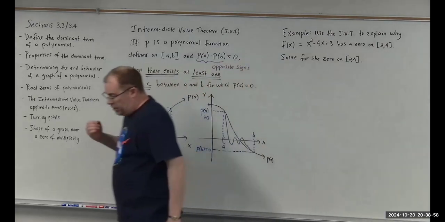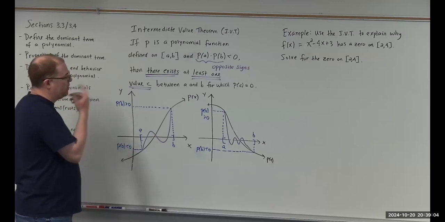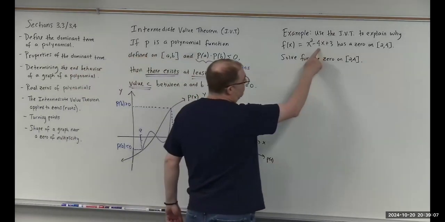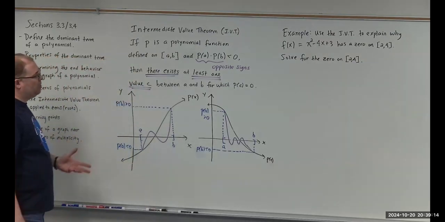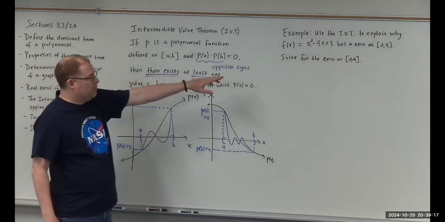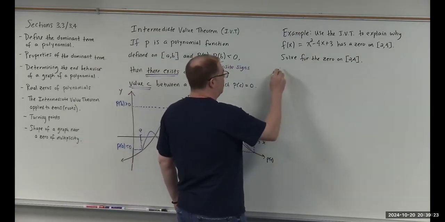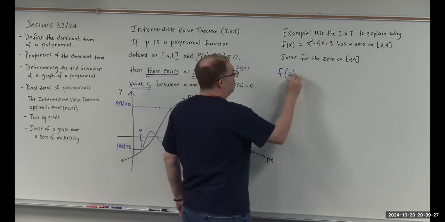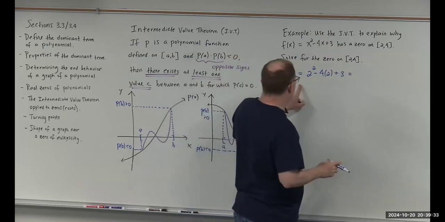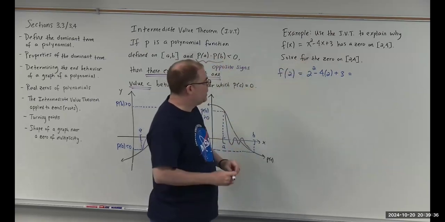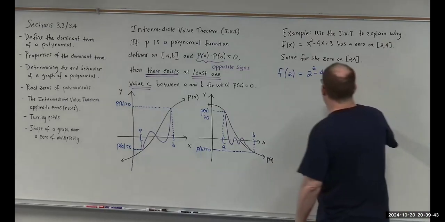Because we're applying this theorem, we need to check our conditions. This is a polynomial of degree 2. What we need to do now is evaluate that function at 2 and 4. So let's do that. We plug in 2 and find out what the output is, and that's going to give us negative 1.